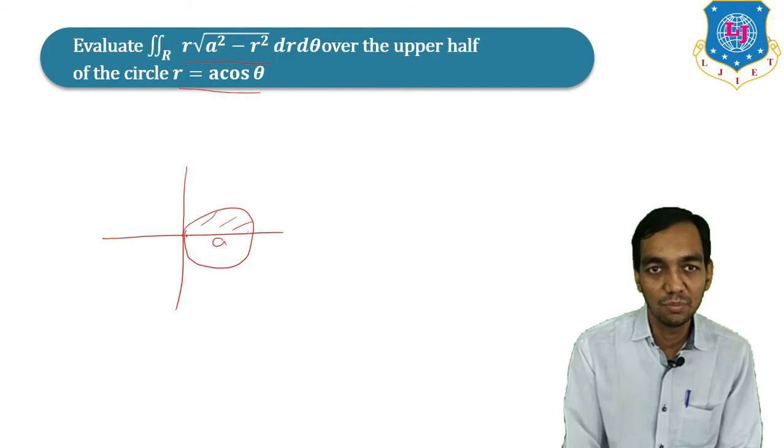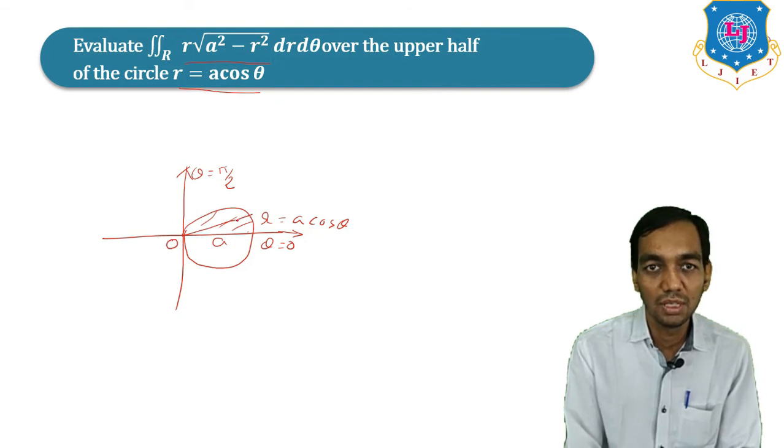Now you have to draw one strip. This is the circle equation, r is equal to a into cos theta. Correct? This is your initial line, theta is equal to 0 line. This line is your y-axis, that means theta is equal to pi by 2 line. Correct? Now you are going to draw one strip from r is equal to 0, that means origin O, to A. Now O to A means the limit of r starts from r is equal to 0 and ends at r is equal to a into cos theta. Correct? Now this is the limit of r.